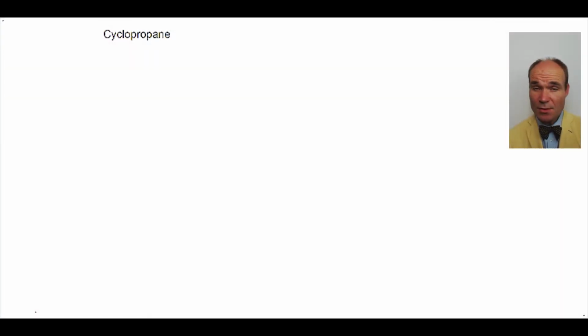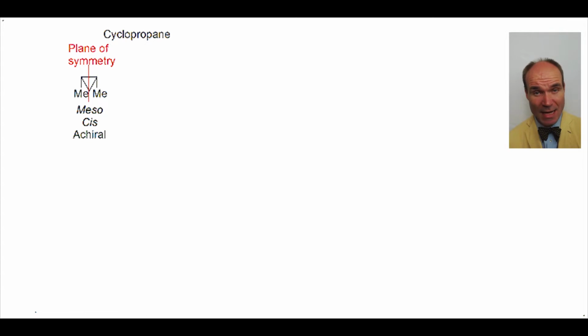How about taking a look at some cyclic systems? To start with, we'll consider cyclopropane. This molecule has a plane of symmetry. The substituents have a cis relationship, and the molecule is achiral meso.